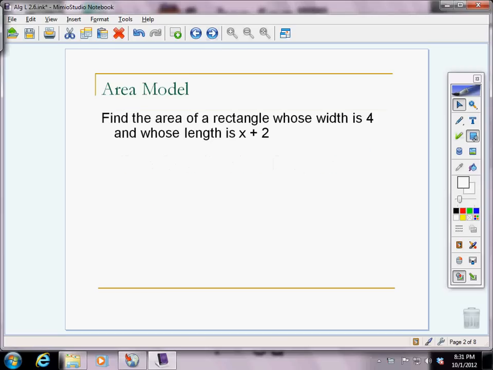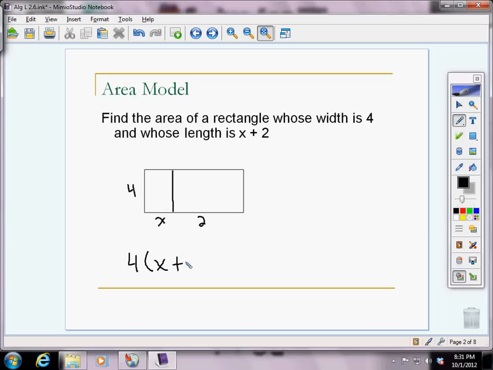Let's say we had a rectangle whose width is 4 and whose length is x plus 2. We don't know how long x is, but we could represent it like this, x plus 2. We'll say this is x here and this is 2. So if we wanted to find the area of this rectangle, we literally could just go 4 times, well, x plus 2, because remember the way we find area is length times width.